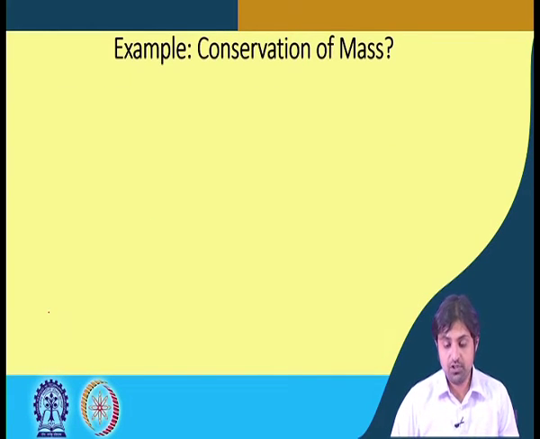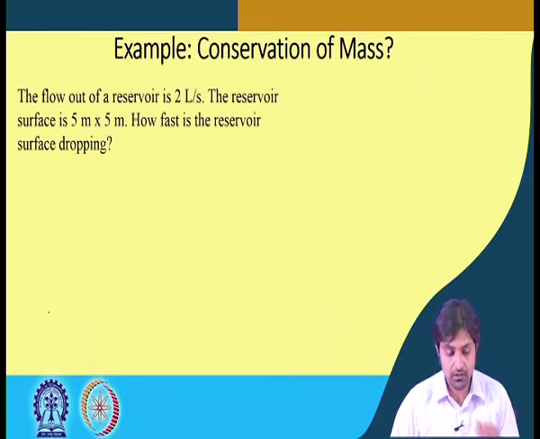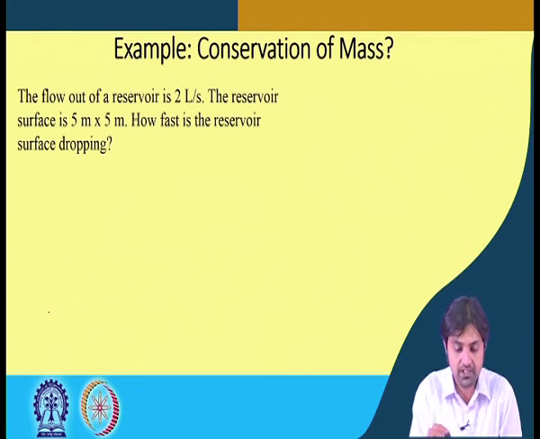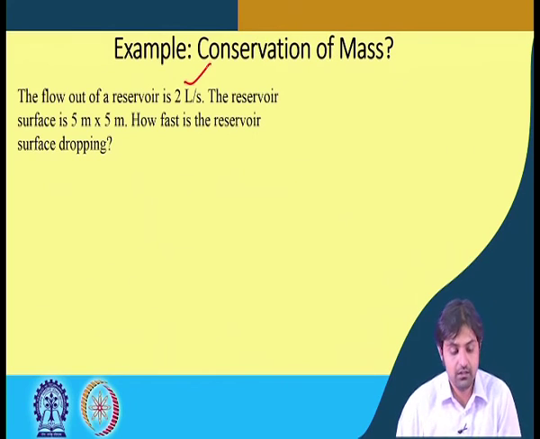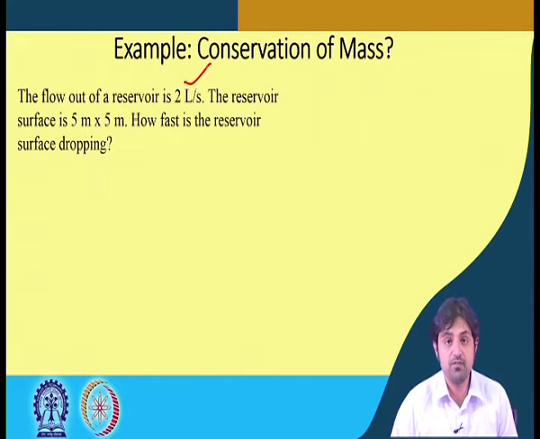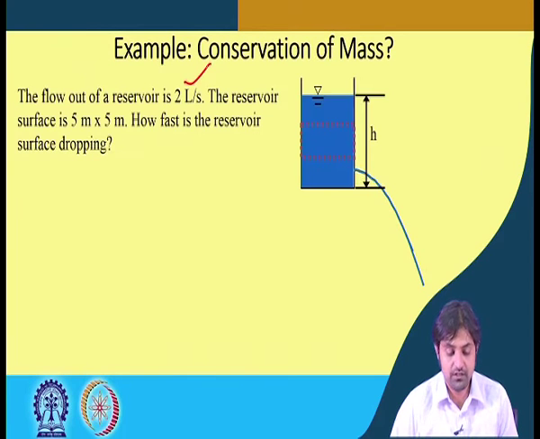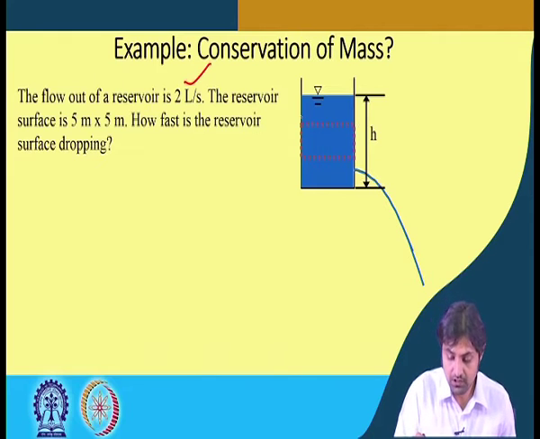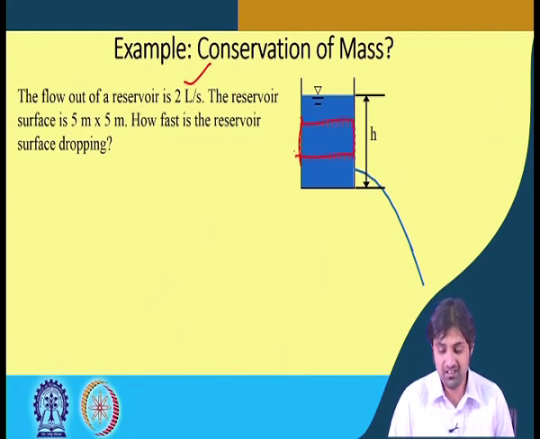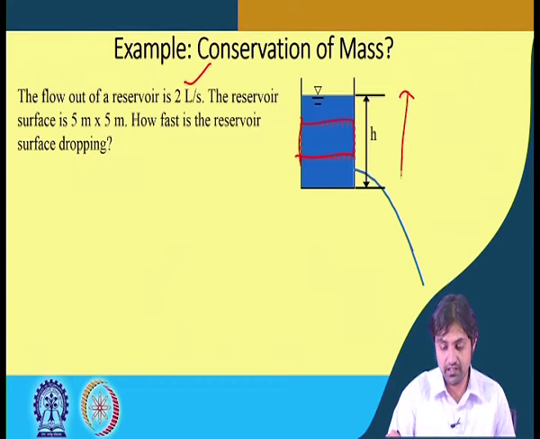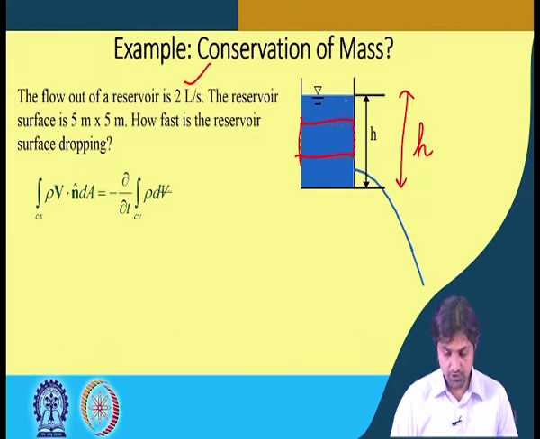So some examples of conservation of mass. The flow out of a reservoir, for example, is 2 liters per second. The reservoir surface is 5 meters by 5 meters. The question is, how fast is the reservoir surface dropping? So you see the control surface that we have drawn here, okay. This is the entire height h as already indicated.